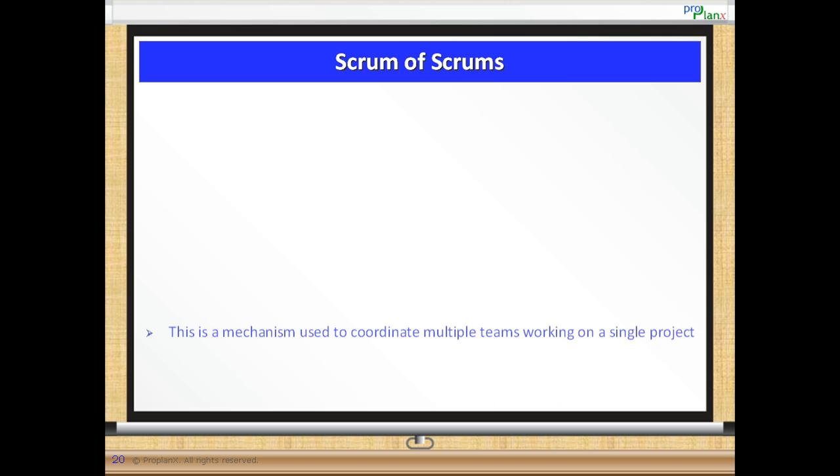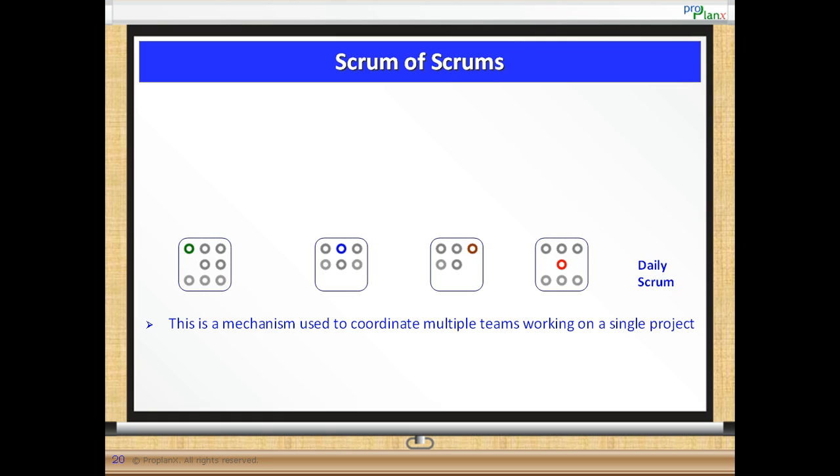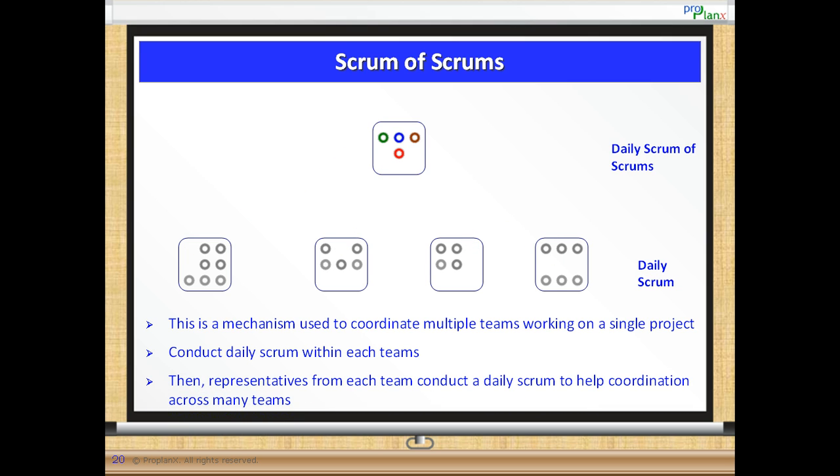Scrum of Scrums. A Scrum of Scrums is a mechanism used to coordinate multiple teams working on a single project. How is it done? Each team meets daily for 15 minutes and conducts its own daily Scrum by going through the 3 questions: what was done yesterday, what will be done today, and any impediments that may prevent completion of project work. Next, a representative from each team attends a project-level daily Scrum to help coordination across the many teams working for the same project.